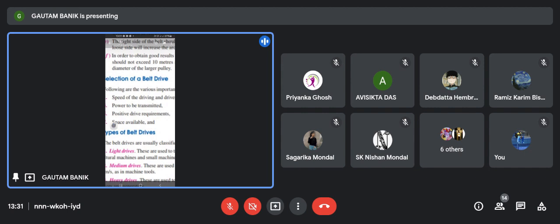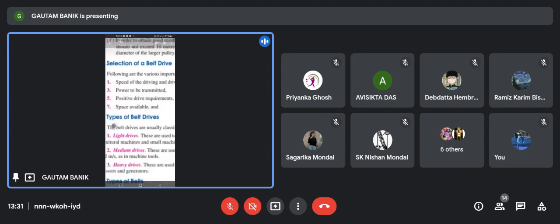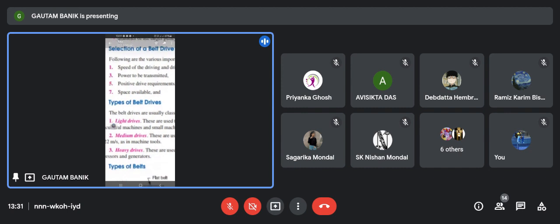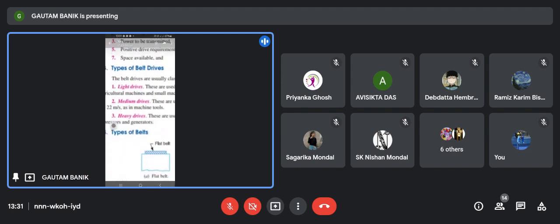And positive drive requirement. Positive drive is always positive. There is no negative drive. Opposite direction is not here. And the space available when you set up in the factory or in the shop floor or machine shop or any tool room or your press, etc. Then sufficient space is required for the foundation of these machines or machine layout.